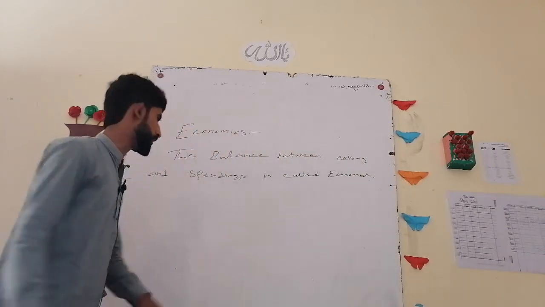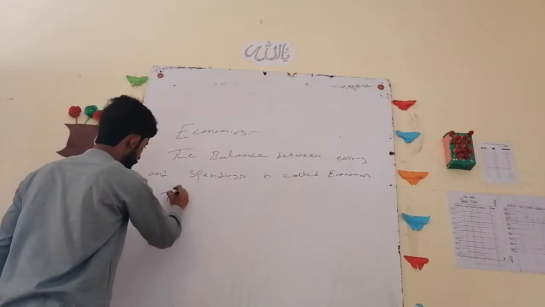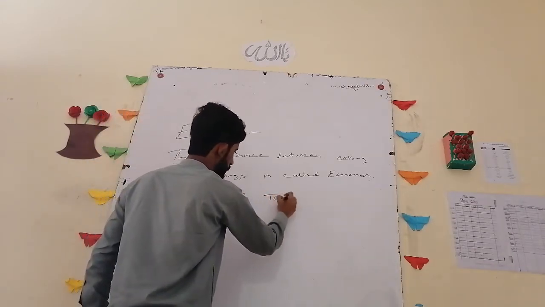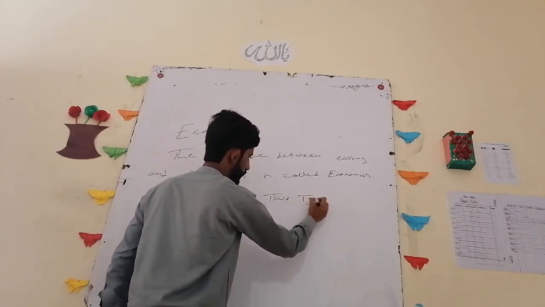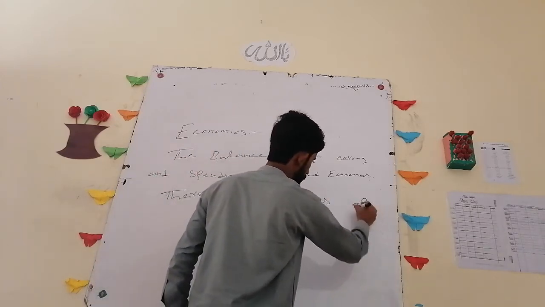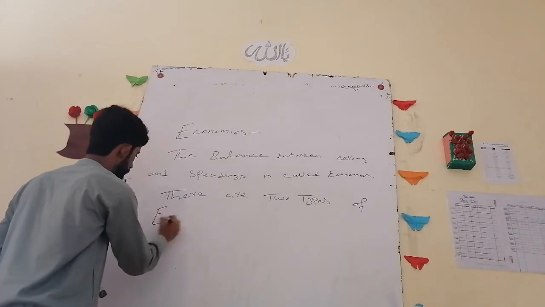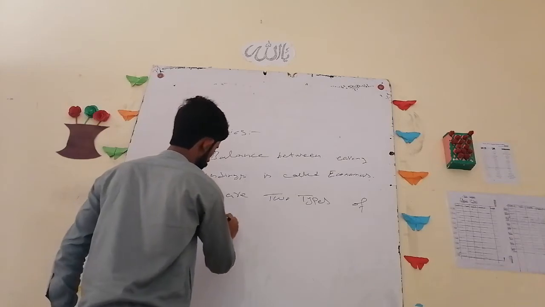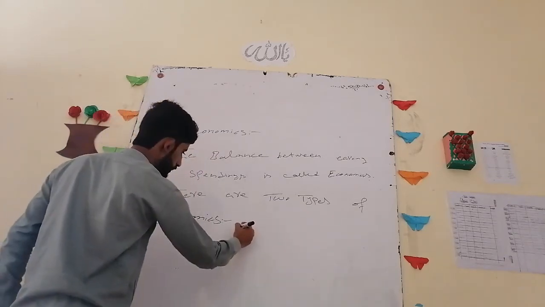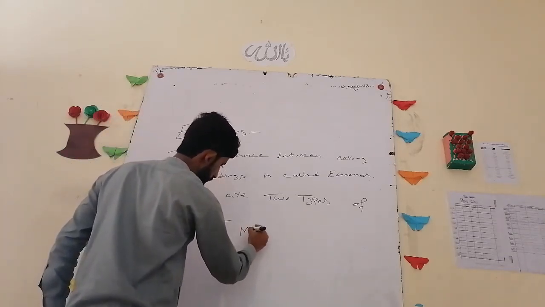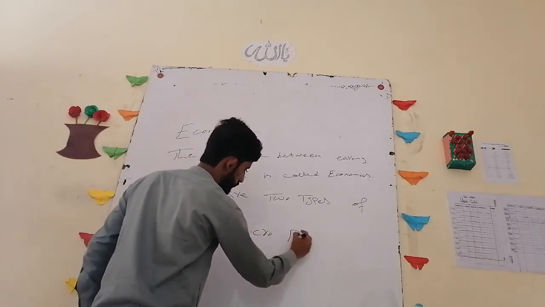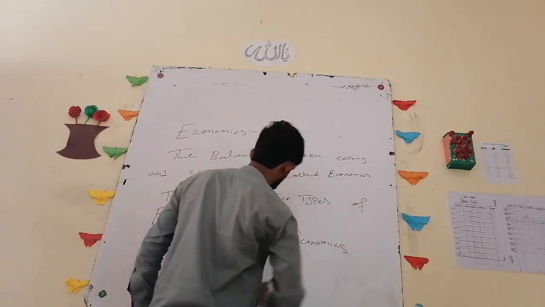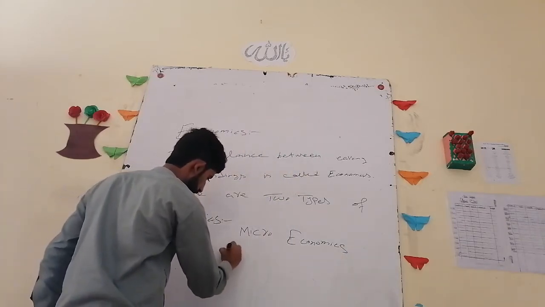There are two types of economics: microeconomics and macroeconomics.